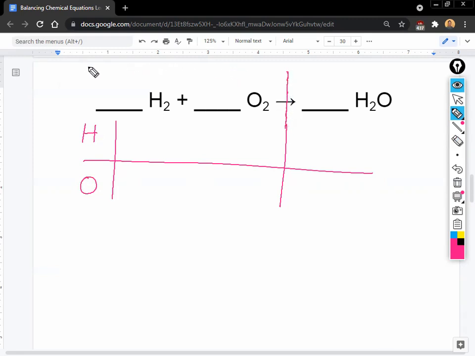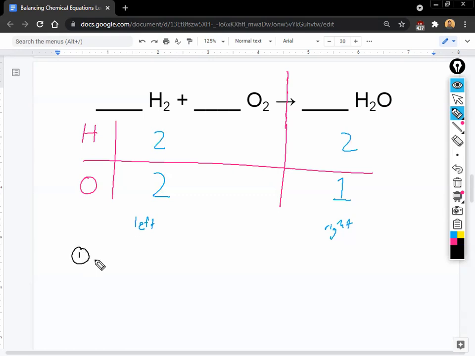If you take a look on the left side, how many hydrogens do we have on the left side? Yeah, two. There's H2, which is two. And how many oxygens do I have? Two. So I'm going to put a two there. So this table is just telling me how many we have on the left side versus how many we have on the right side. Now, if you look on the right side, how many hydrogens are on the right side? Two. How many oxygens? One. Good. Okay. So it looks like the oxygen is not balanced.